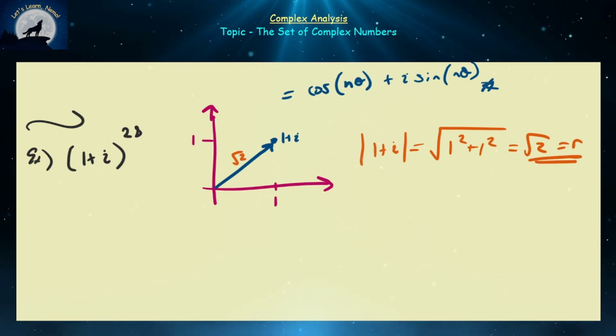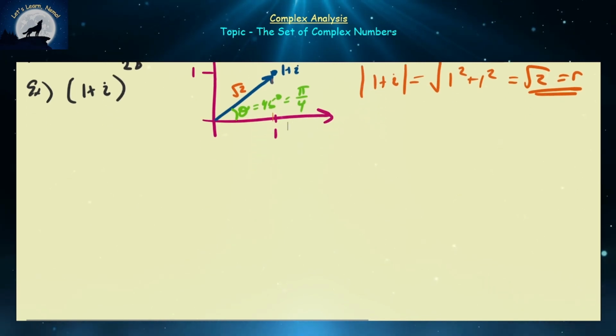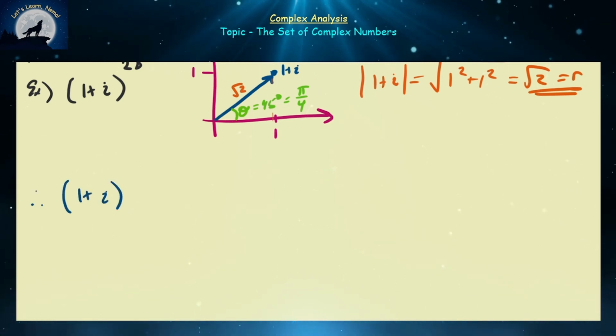And since the length and the height of that particular triangle are equal to each other, that means that angle right there is going to be 45 degrees, or π/4 radians. So that's going to be the argument of the complex number 1 + i. Now let us take a look at (1 + i)^28 and see what we get. So (1 + i)^28 is going to be equal to what?